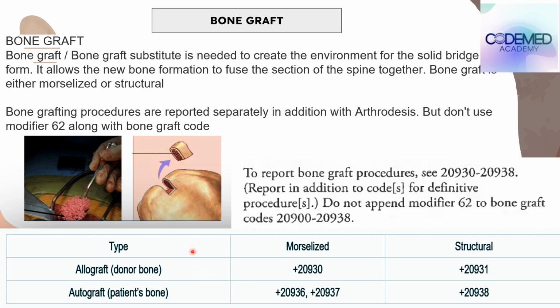Now the bone grafts are divided into allograft or autograft. Allograft means donor's bone and autograft means patient's own bone. And morcellized means when we use the bone in powder form, and structural means we use the bone block from the patient's bone or the donor's bone. So that's the only difference.